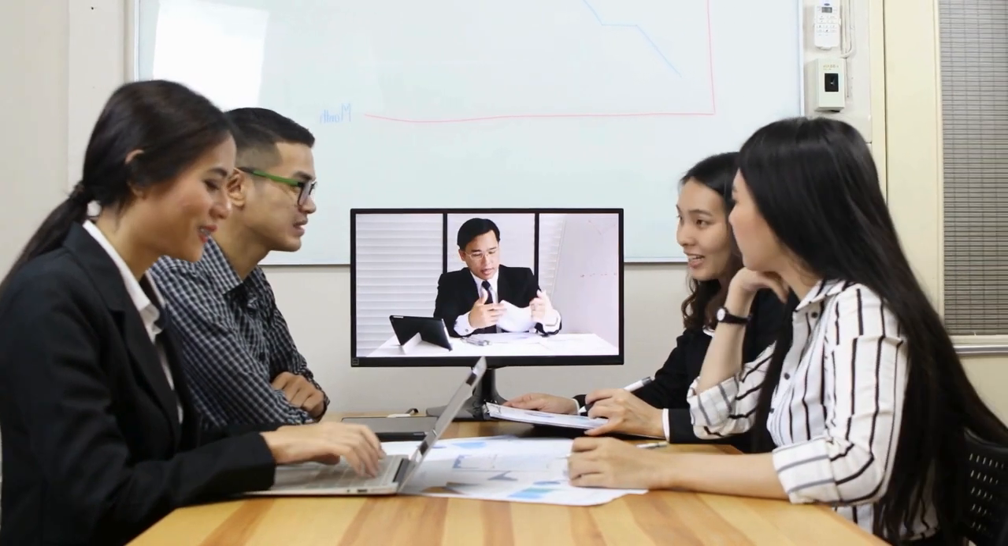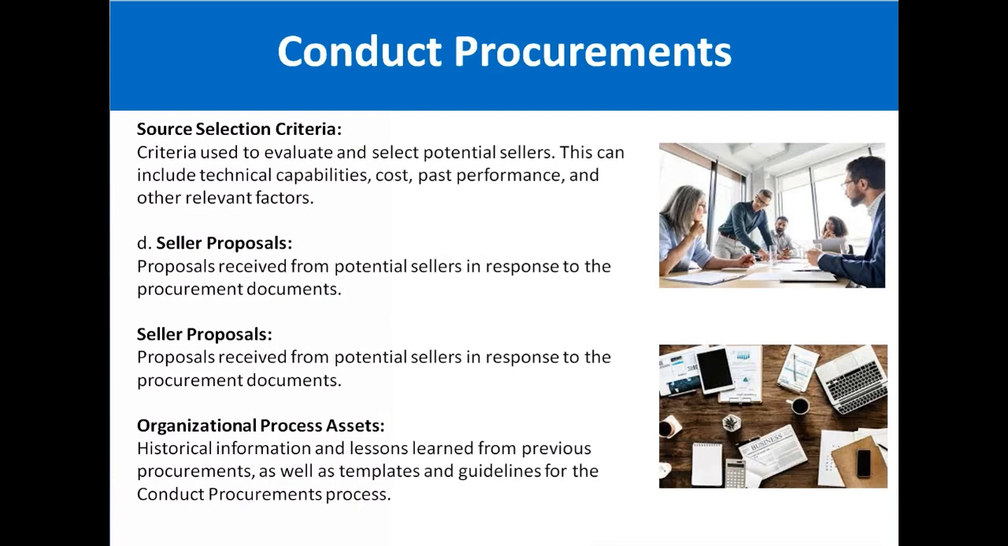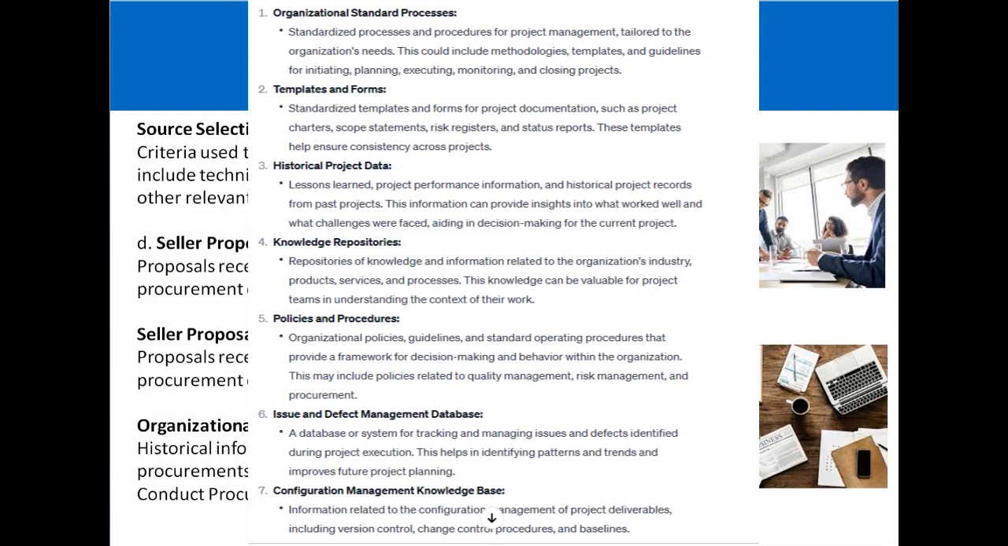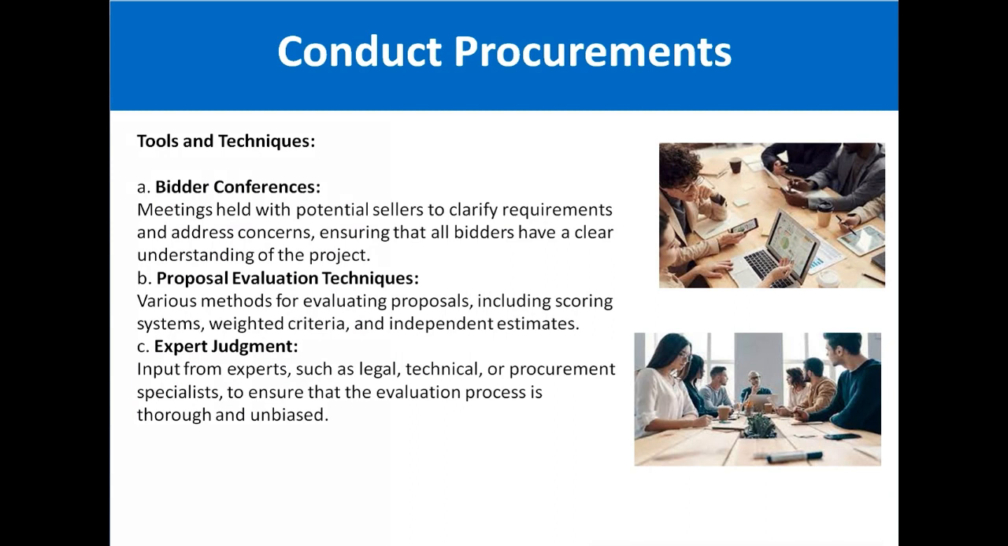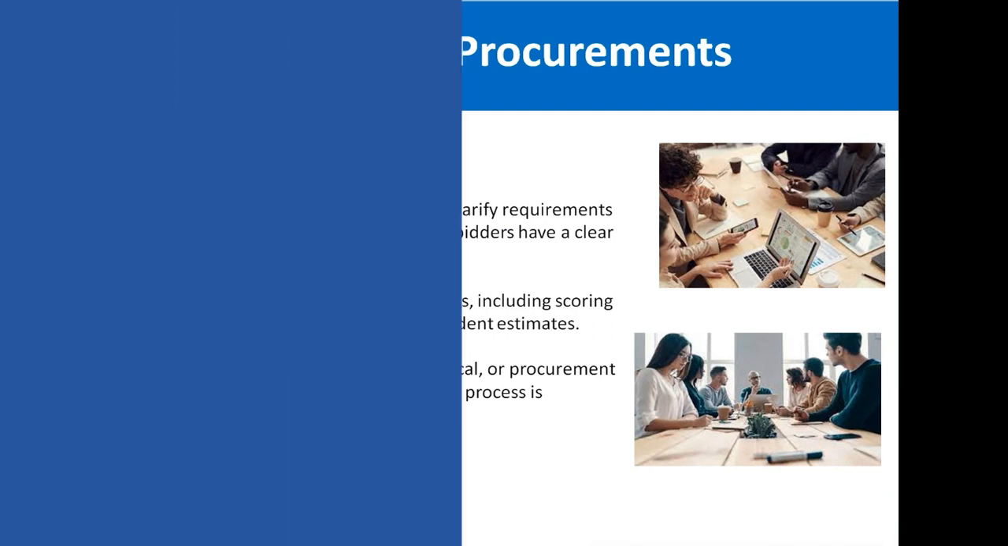Then we will use the organizational process assets. That means historical information and lessons learned from previous procurements, as well as templates and guidelines for conducting the procurement process. Next, after the inputs, the tools and techniques.